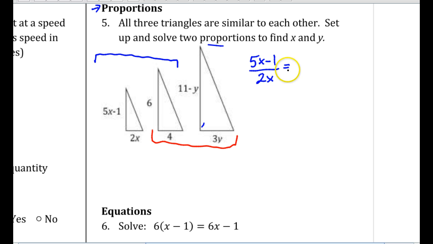And I've got to do the same thing for both of them. So the height here is 6, and the base is 4. Okay, and we can go through and solve that. We'll multiply these 2 together, and then multiply these 2 together. So we'll have 4 times 5x minus 1.